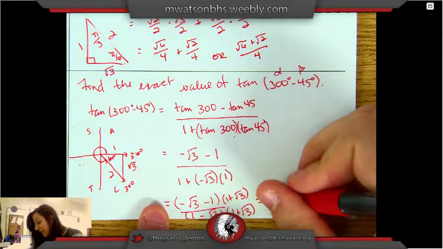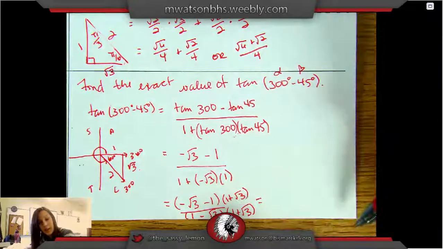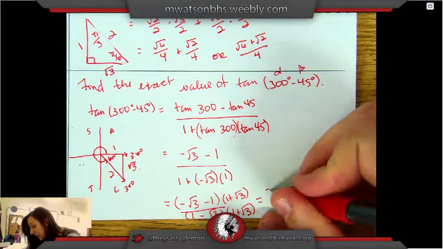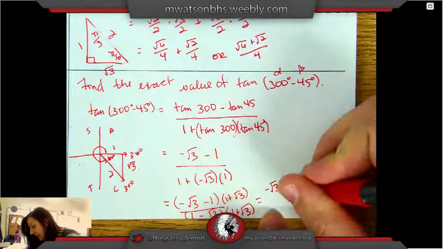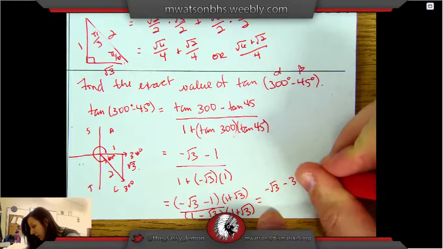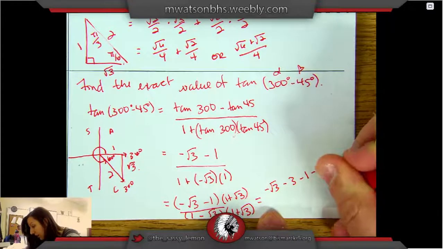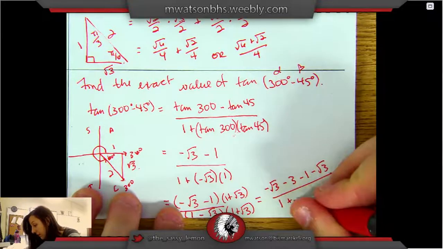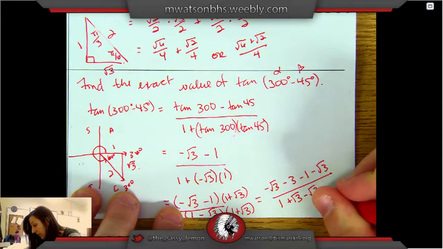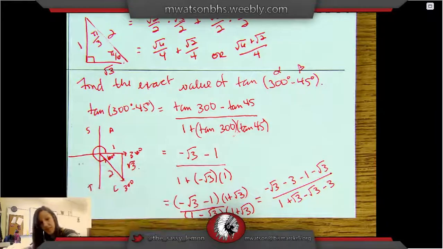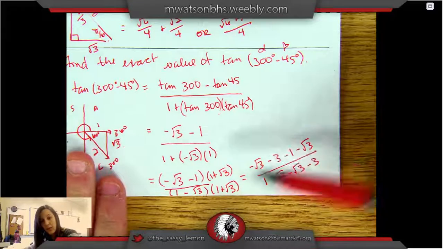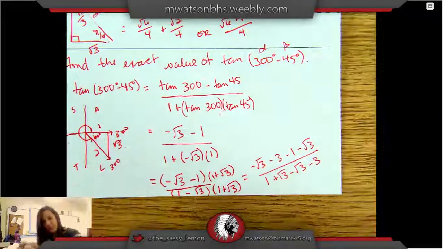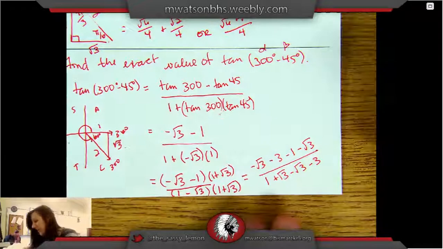We're going to have to FOIL out and do some different things here. So let's go ahead and do that. We're going to have negative square root of 3 minus 3 minus 1 minus the square root of 3 all over, and on bottom we're going to have 1 plus the square root of 3 minus the square root of 3 minus 3. So all I did there was FOIL. Pause the video if you need to, digest what I just said. And now we're just going to combine some things and simplify.